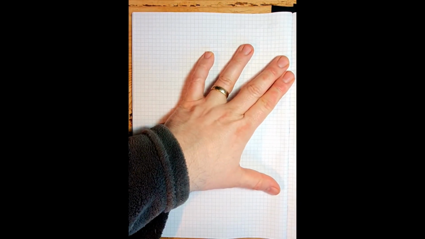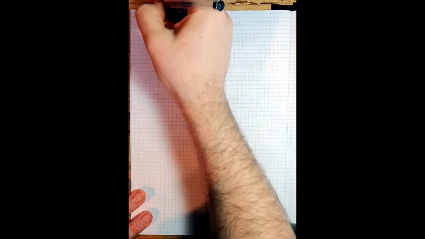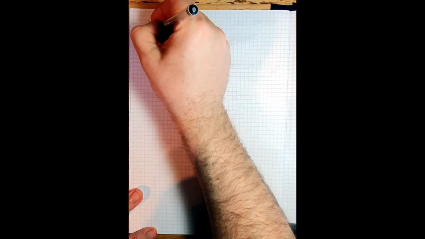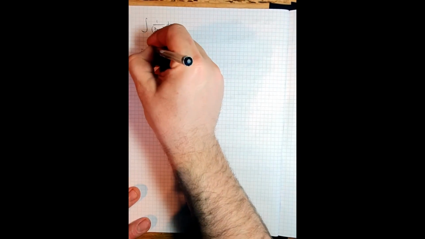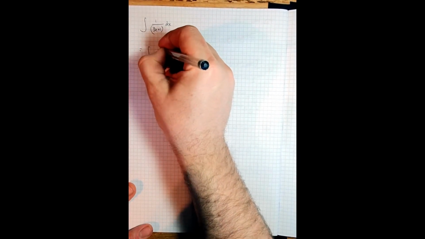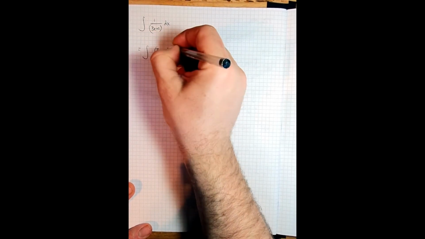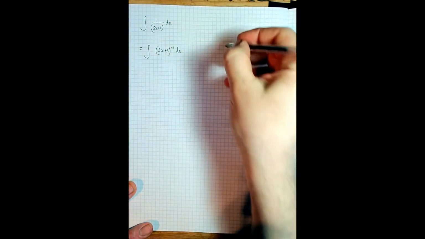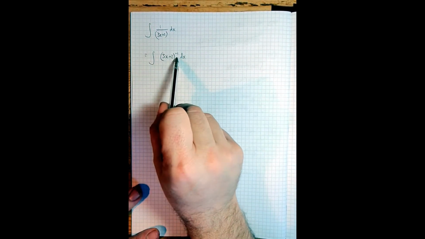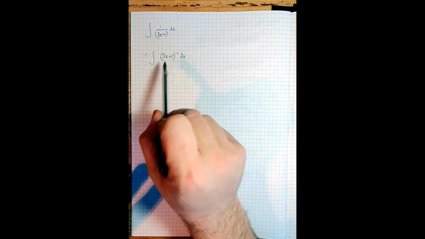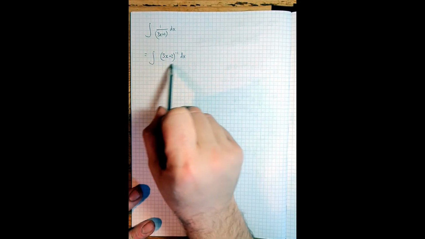Example 4, 1 over 3x plus 2. Well, clearly I'm going to rewrite this as 3x plus 2 to the minus 1. And I know that log of x differentiates to 1 over x. It's useful to write it like this because if I increase the power and then divide by the power, I'm going to get 0. So this rings a little alarm bell.